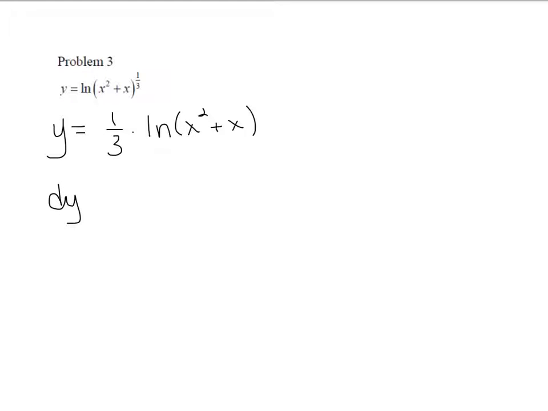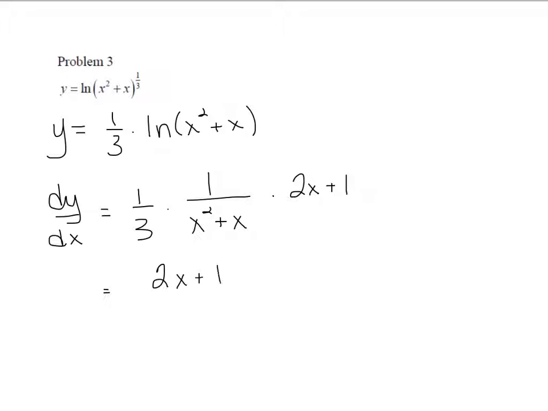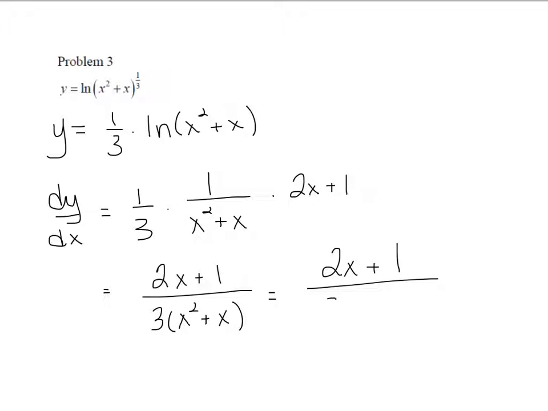Now let's find the derivative. Keep the constant, times 1/3 times the derivative of natural log, 1 over u du, 2x plus 1. Now remember, all of this stuff has quantities, so we really have 2x plus 1 divided by 3 times x squared plus x. I would probably simplify that a little bit further and write 2x plus 1 over 3x squared plus 3x. There's our derivative.